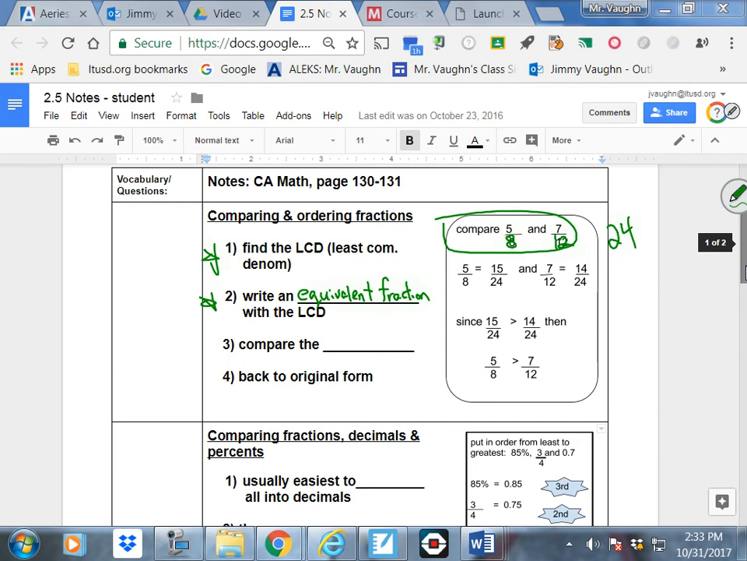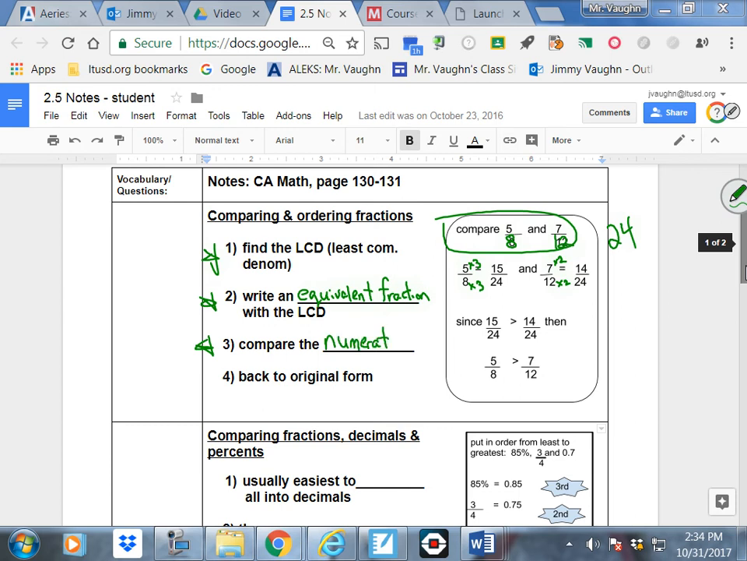So 5/8 you can write as an equivalent fraction of 15/24. Multiply the top and the bottom times 3. And same thing over here, except you're multiplying it by 2 to get the denominator to 24. 14/24 is the same as 7/12, just has different numbers. It's the same value. So, step 3, compare the numerators.